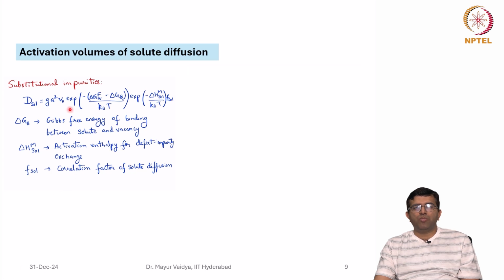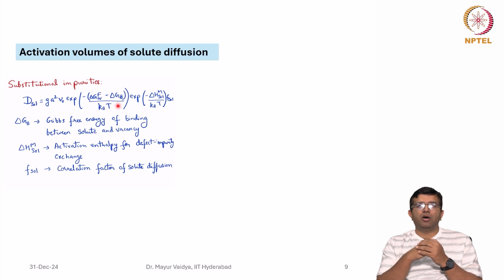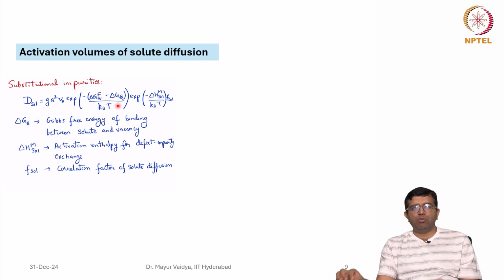For the substitutional impurities further, we can write D for solute is equal to f, g a square, nu naught, into exponential minus delta G formation term minus the binding energy term also comes, because when you are talking about a solute vacancy exchange, the binding energy contribution also we have to take into account. So this delta Gb is the Gibbs free energy of binding between solute and vacancy, whereas delta Hm is the activation enthalpy for defect in impurity exchange. And F, which is written here, is a correlation factor for solute diffusion.